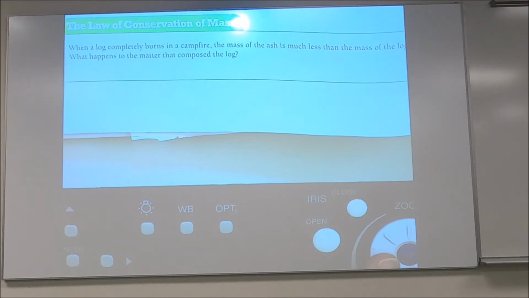Think about it for a sec. We know that part of it is in the ash, but it's much, much less. That's because the rest of it escaped into the atmosphere as carbon dioxide and water. It didn't disappear, it just went into a form that we didn't trap. Okay, so we're going to move on to the next question.